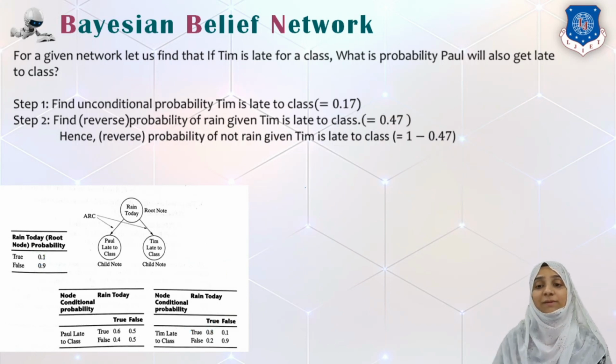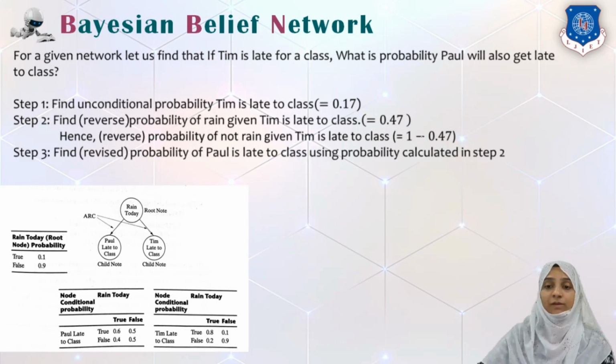0.47. So the probability of rain given that Tim is late is 0.47, and the reverse probability of not raining given that Tim is late is 1 minus 0.47. So whether Tim is late or not, Tim is late is given. It might happen that rain is happening on that day, or it might happen that on that day rain is not happening. So the probability of rain on that day when Tim is late is 0.47, and the probability of not raining when Tim is late is 1 minus 0.47.